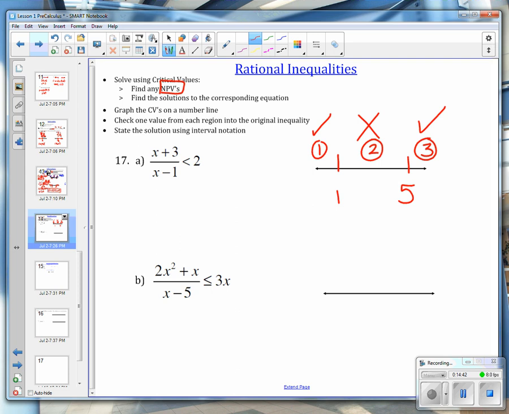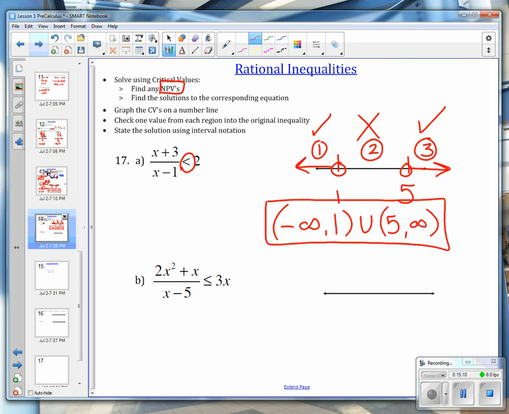now I just want to draw out my solution. Now remember, I'm looking at less than, so any circles that I have have to be open circles. So a circle here and a circle here, and I know my solution is going this way and it's going this way. And now we can represent our answer: negative infinity up to 1, all open brackets, union 5 up to infinity with open brackets. And that's going to be our solution.